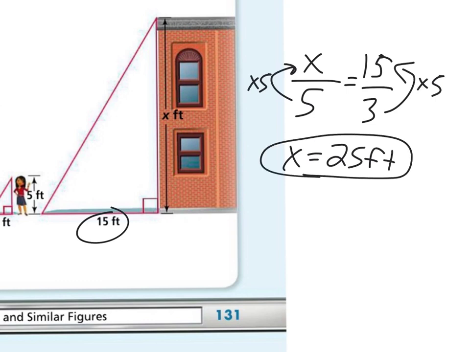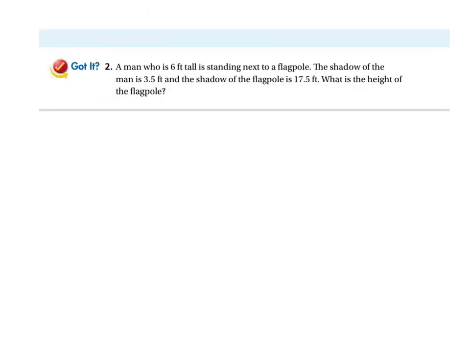You might be able to look at it also. If it doesn't specifically say you have to set up a proportion, you might just say, the shadow of one is 5 times as much as the other one, so the height's going to be 5 times as much. That would be another way of looking at it. 15 by 3. So look at the got it 2.